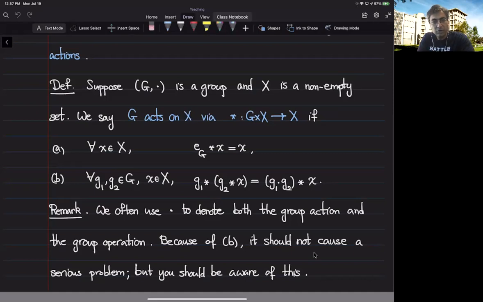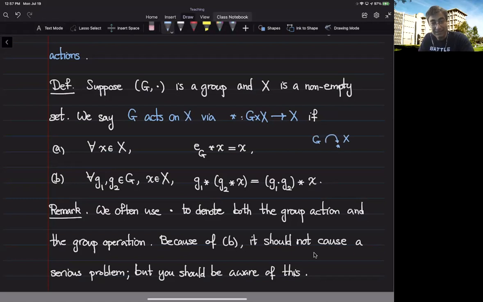Whenever we have a function star with these properties, we say that G acts on the set X via a star. And we simply write it like this. So we say G acts, we use this curly arrow, on the set X, and sometimes we indicate that the action is given via the function star. So we put the star below the arrow in order to indicate what the action is. Sometimes we don't put the star at all and simply say that G acts on X when the action is clear from the context.